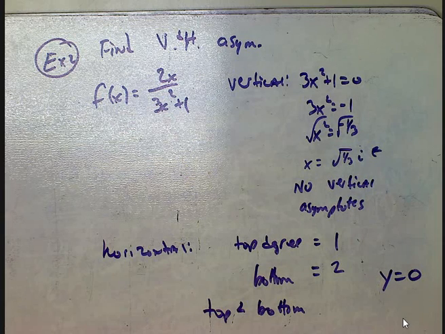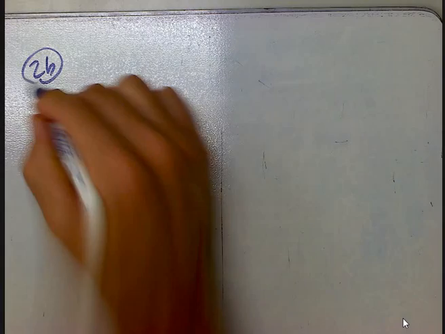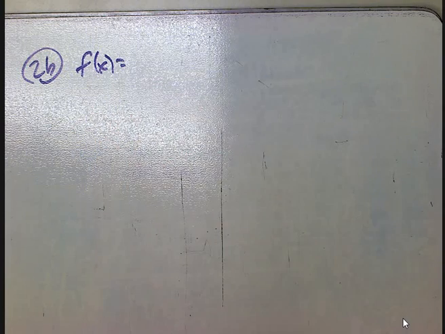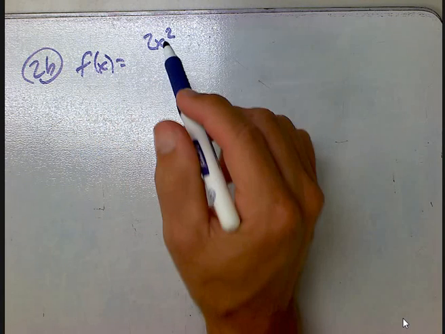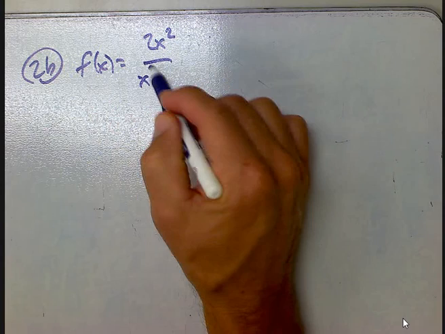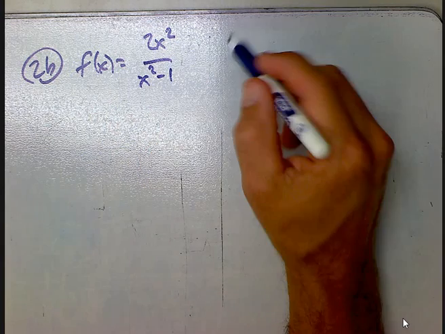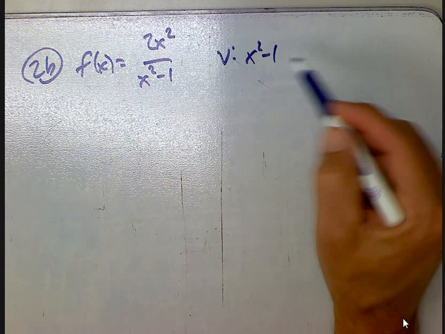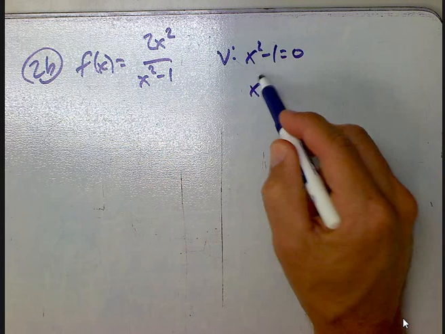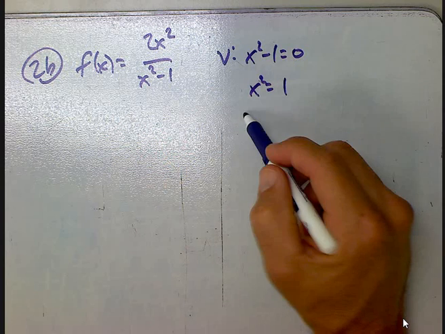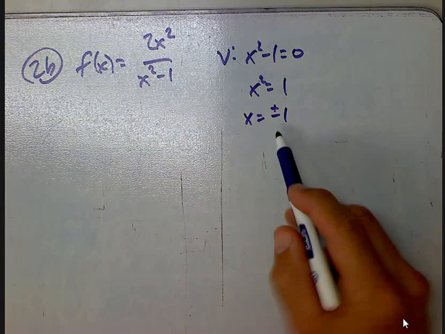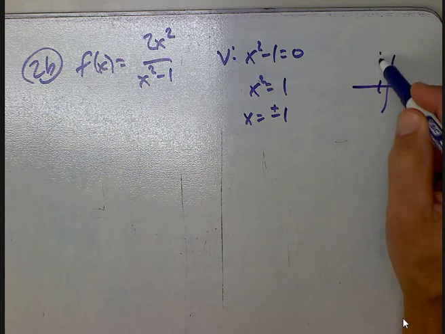Call it 2b. And on 2b, we have f of x equals 2x squared over x squared minus 1. So for our vertical asymptotes, we would take the bottom, set it equal to 0. I would add 1 to both sides. Then I would square root both sides. When I square root, I get plus or minus. So in this situation, there are two vertical asymptotes. One at -1 and one at +1.